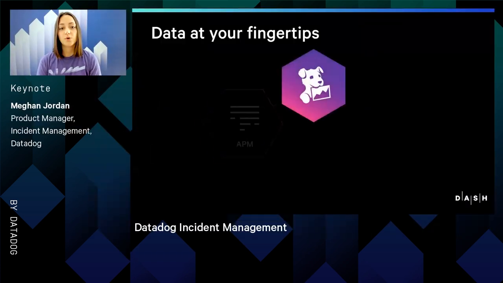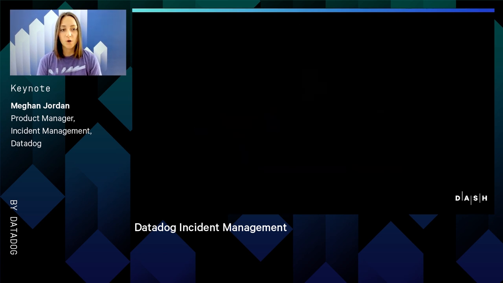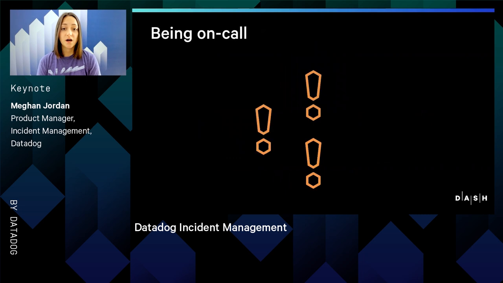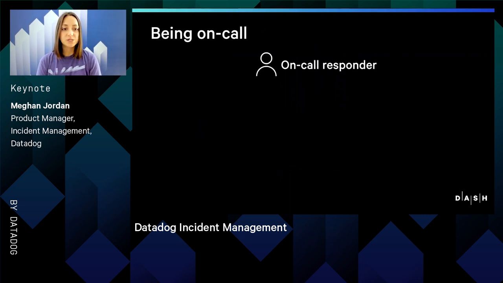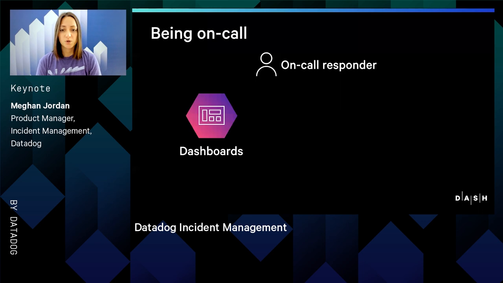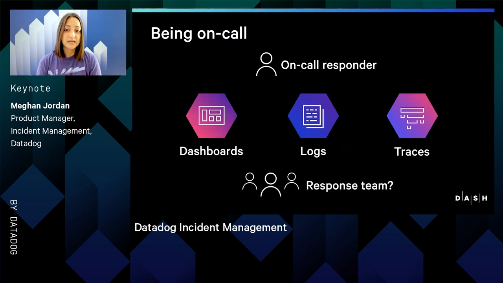Thanks, Alexei. At Datadog, we know it's important to be able to resolve issues as they arise and have all the right data at your fingertips. But we hear from folks all the time that getting alerted isn't always enough. For folks who are on call, how many times have you received an alert and not known where to go from there? The first thing you ask yourself is, where do I look first? Which dashboards do I look at? Which logs? Which traces? Another question you may ask yourself is, should I build a response team? Who needs to be involved?